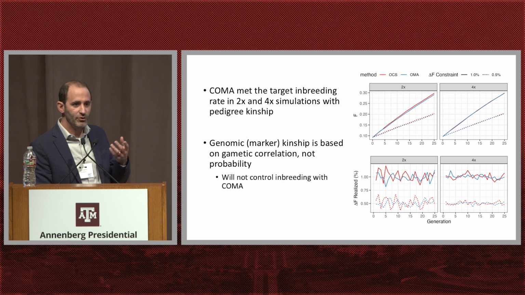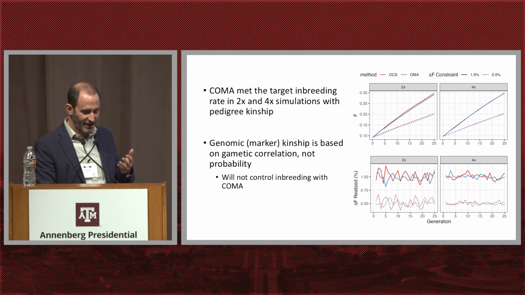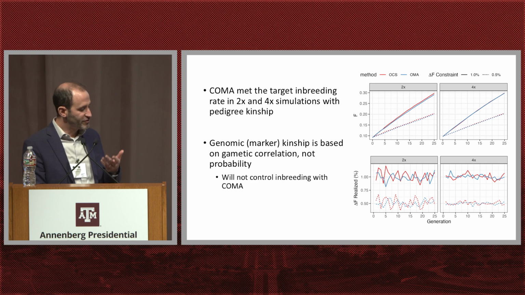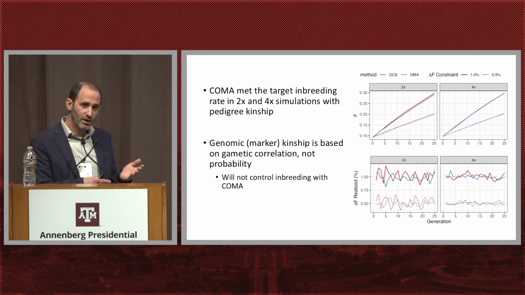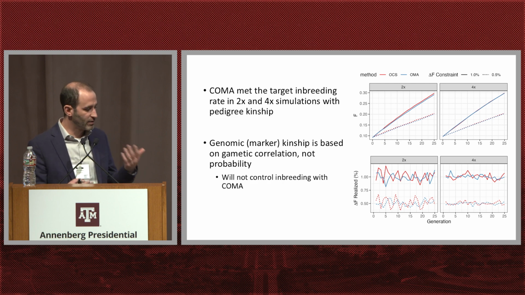A natural question is, why not use genomic relationships to calculate inbreeding rate, genomic inbreeding? The interesting thing is that genomic inbreeding is not based on probabilities. This is not something that is widely appreciated, but in diploids it's actually based on gametic correlations, you could say. The upshot is that you can't feed a genomic kinship matrix into this kind of software and get a sensible result. It has to have a probabilistic interpretation. Genomic kinships can range from positive to negative values, so they're not probabilities. So basically you can't use genomic kinship for COMA and all the other typical OCS software that is available. It doesn't really control the inbreeding rate long term.